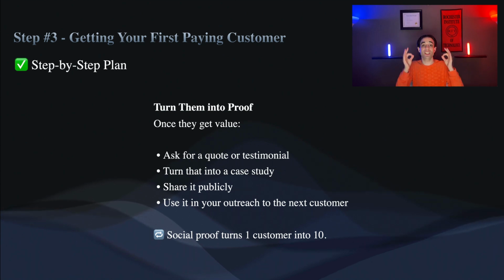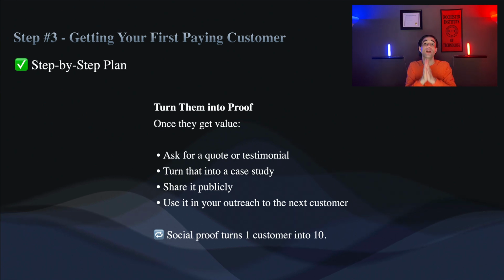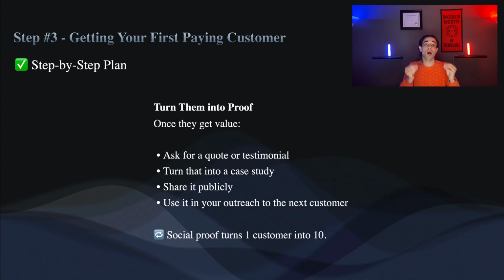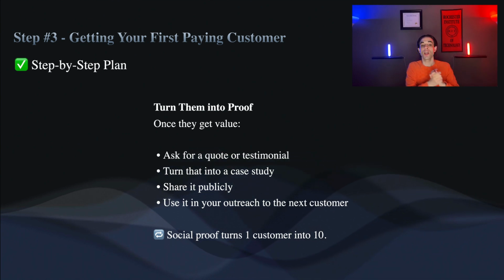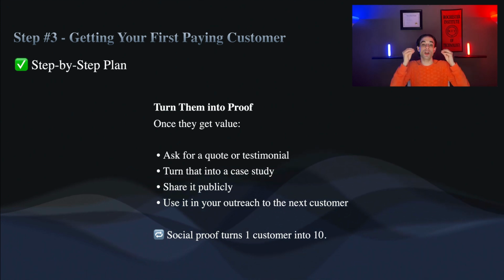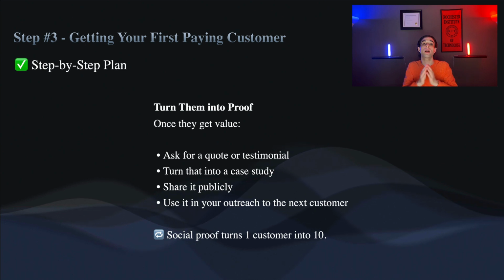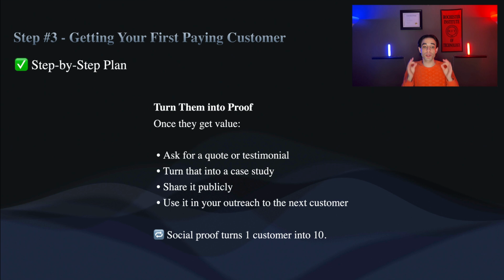Create specific social media accounts for your app and share the testimonials and what your product does there. And finally, you want to use it in your outreach to the next customer. When you're doing outreach, whether that's email or direct messages, you want to use those testimonials to build up your reputation so they can trust you. And the key here is that social proof turns one customer into 10.